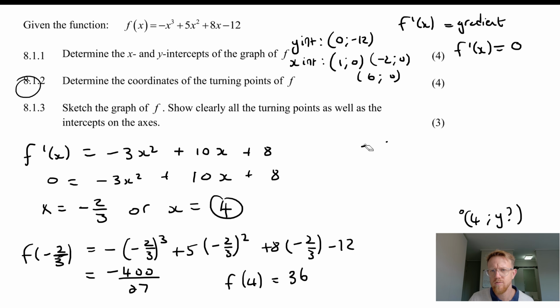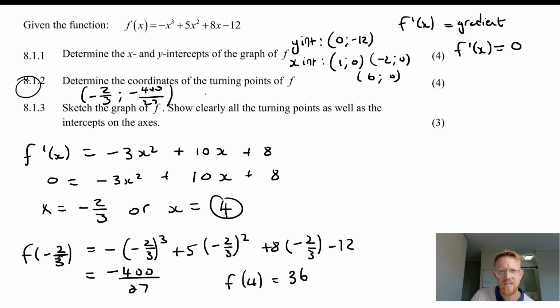So let's just quickly get rid of this, because we'll have to draw it properly just now. So we've now got our x value as negative 2 over 3, and our y value as negative 400 over 27. And then the other turning point is 4 and 36. Let's just write that a bit better. There we go. And then lastly, sketch the graph showing the turning points as well as the intercepts.